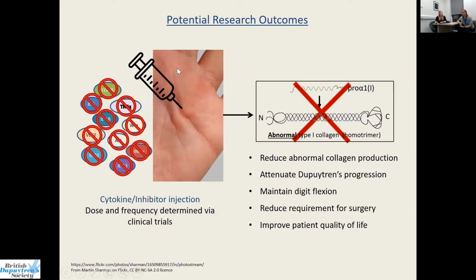But if it proves successful, it would enable us to target Dupuytren's disease a lot earlier, to reduce the abnormal collagen production that we see and attenuate the progression of the disease so that patients can maintain the digit flexion in their hands, reduce requirement of surgery, and improve the overall patient quality of life.